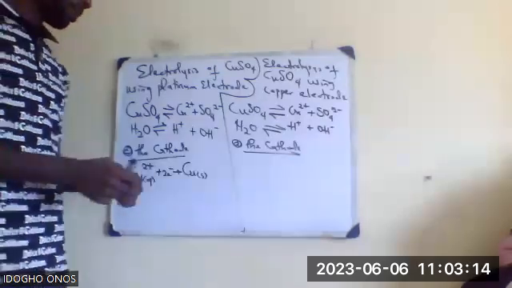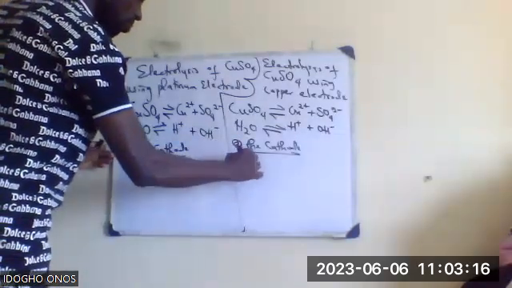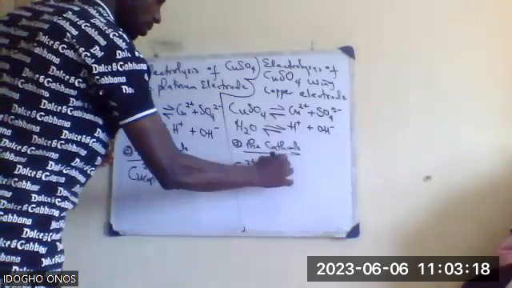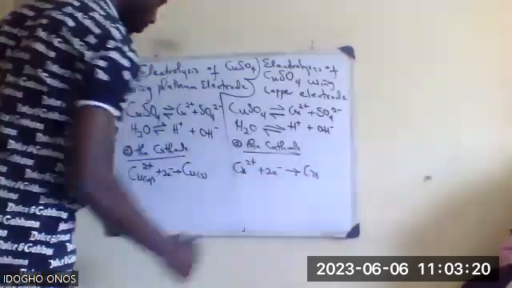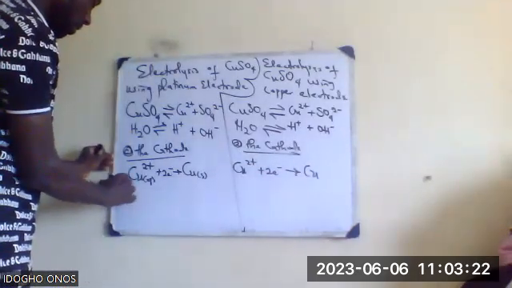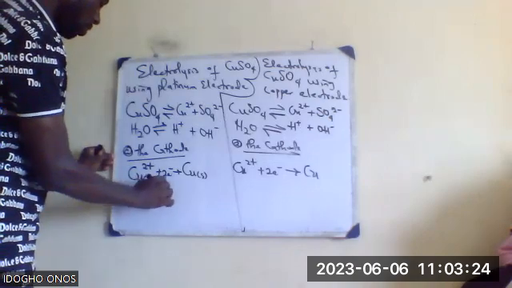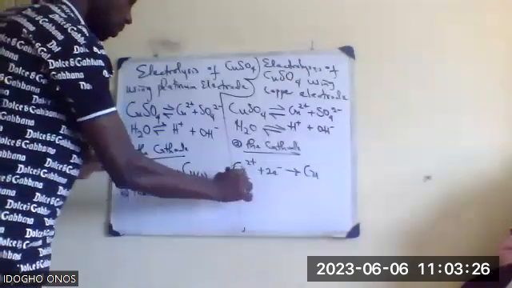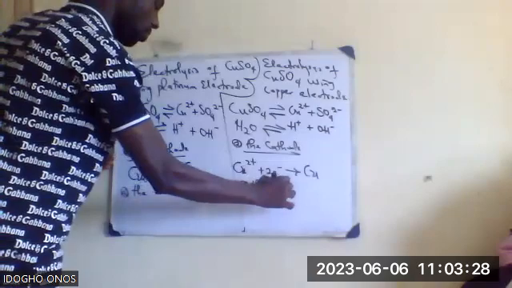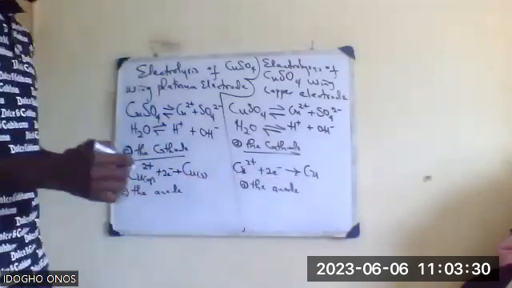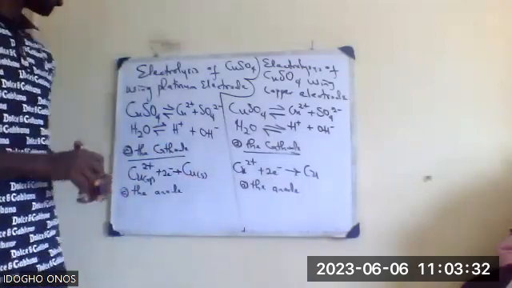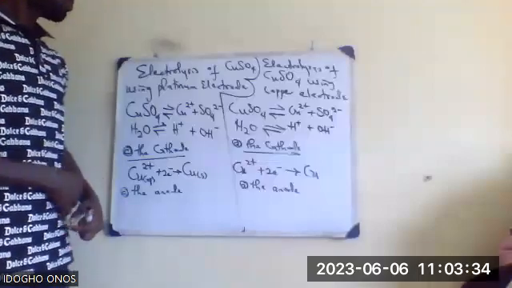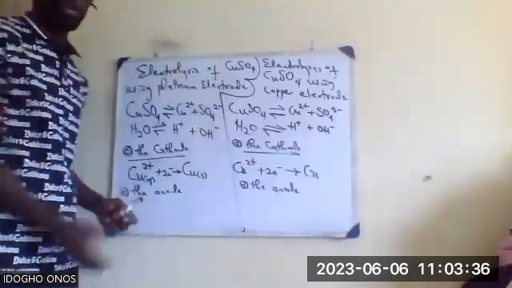The same equation is applicable here too. 2 plus gives you 2. Then at the anode now, at the anode. Please also note this. It is important that we do this one with our students in class.